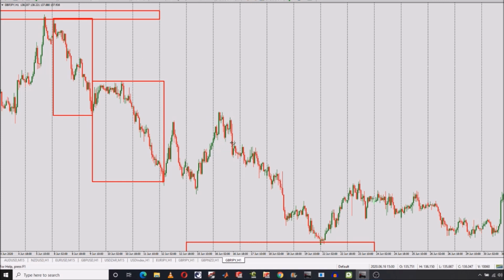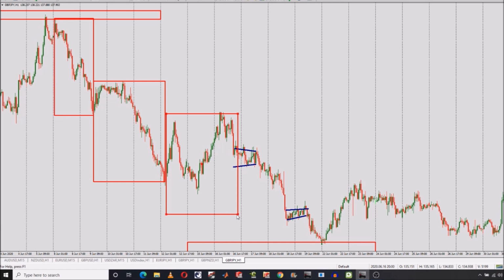So now during the third level, this was actually a consolidation phase. 1, 2 up to this point. And here are our 3 levels of drop.